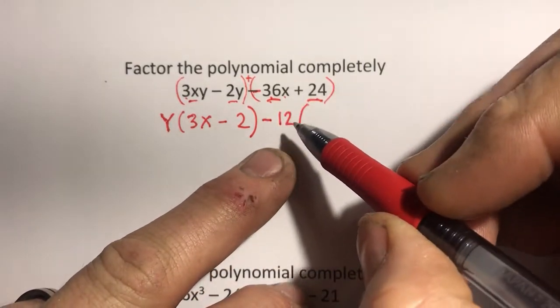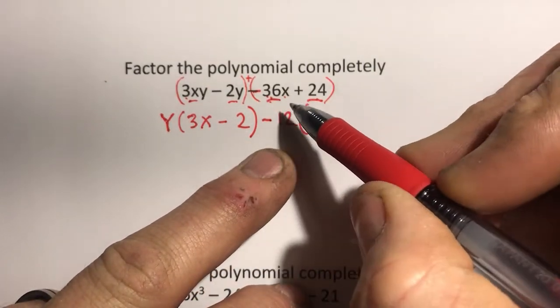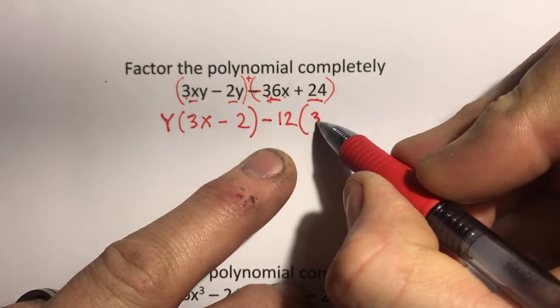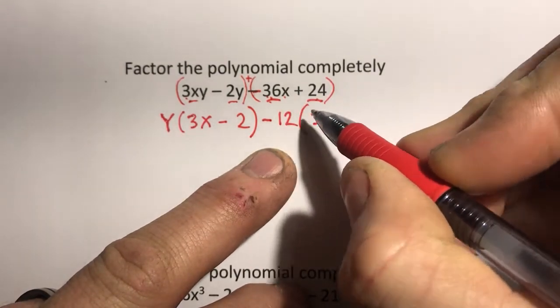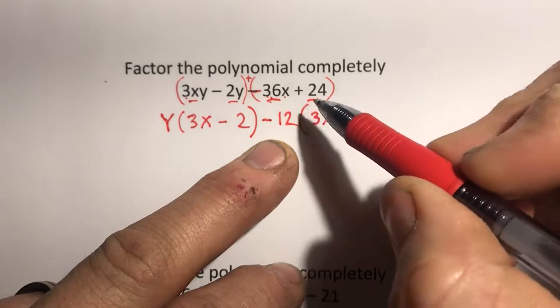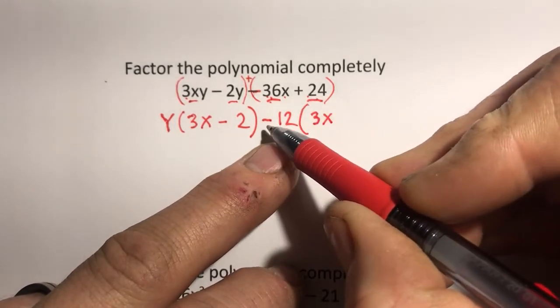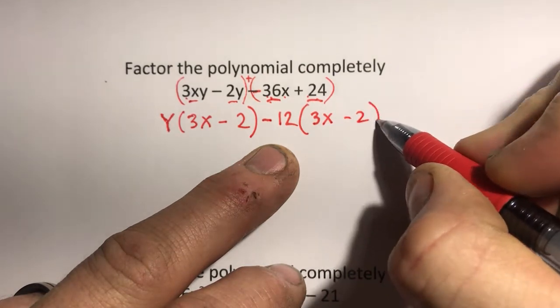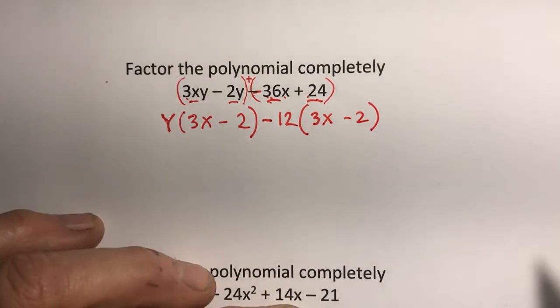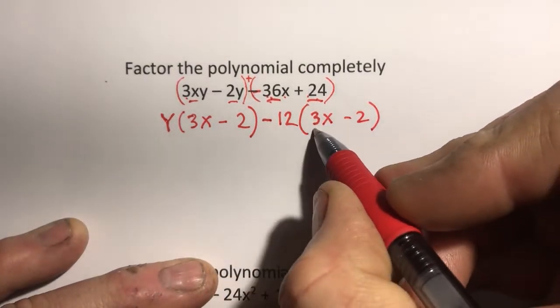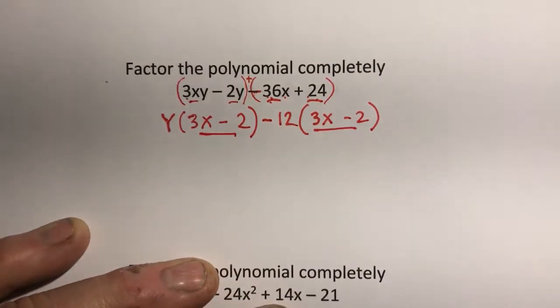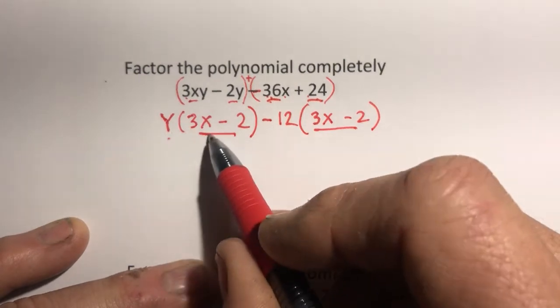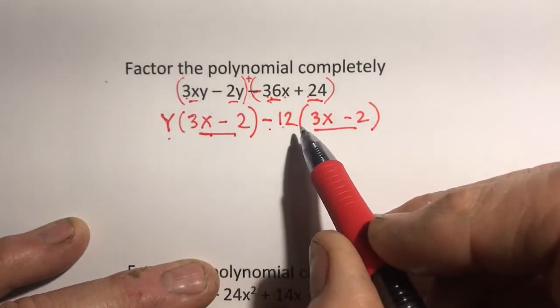Negative 36 divided by negative 12 would be a positive 3, and I've got the x when I pull out the negative 12. And then I got a positive 24 divided by negative 12, which would be a negative 2. And there you go. That's how they factor out. And when you do this, what's in these parentheses here should match. So what I have is y times this, and negative 12 times this.